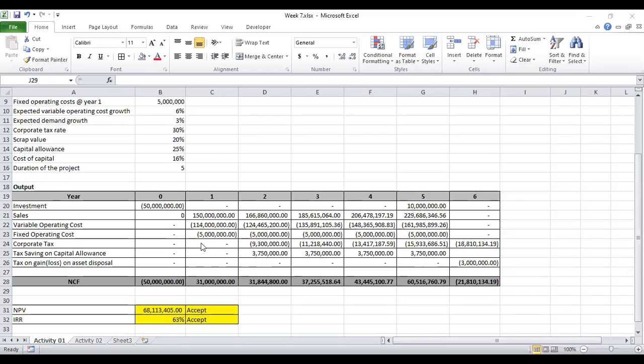The class activity, question 1. It's about Sandaras PLC, which was evaluating this investment proposal. Right. Thank you, Ravindu. Okay, good. So you have done that.